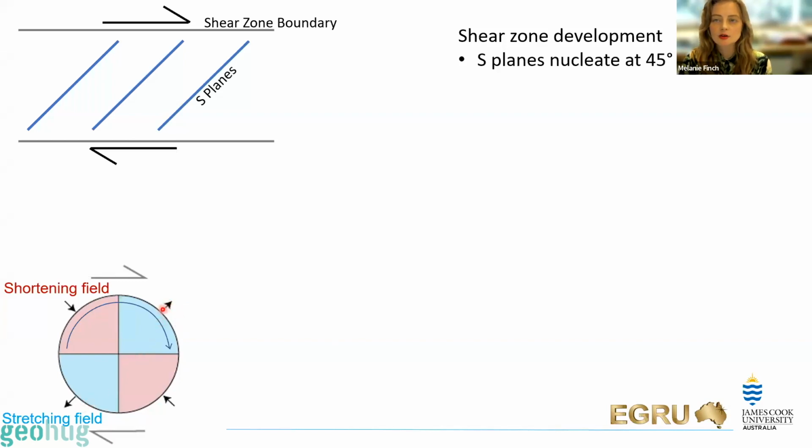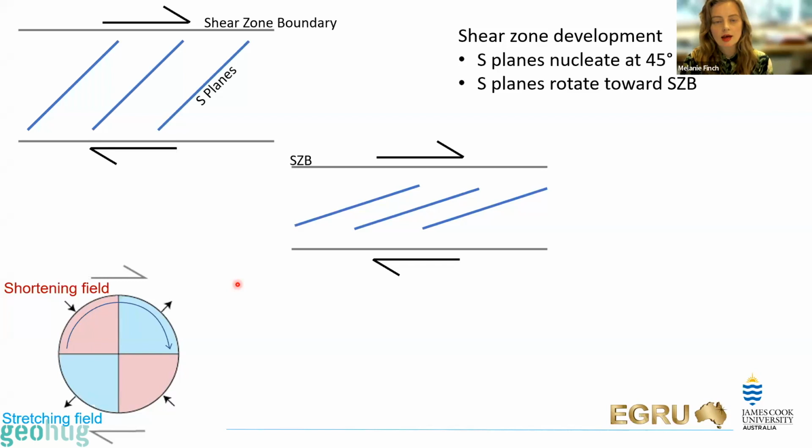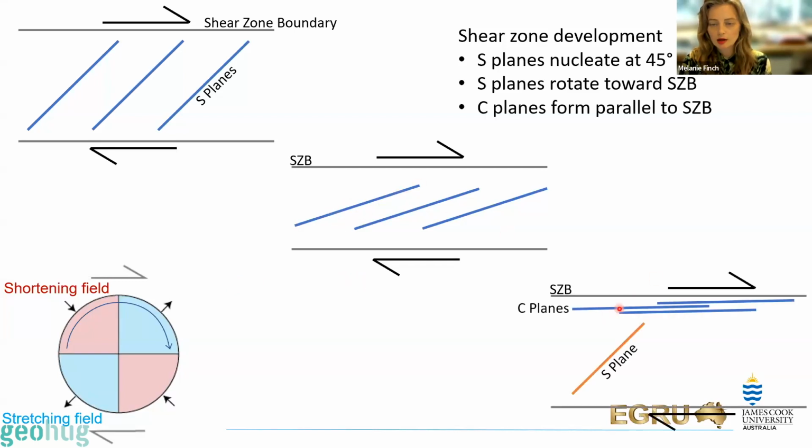So these S-planes nucleate at about 45 degrees from the shear zone boundary, and then all the time we've got this rotation of things within the shear zone. So they rotate over, and then eventually they become parallel to the shear zone boundary and become C-planes. And that's one way you can form SC fabric in a shear zone, which perhaps many of you have seen before in these ductile shear zones.